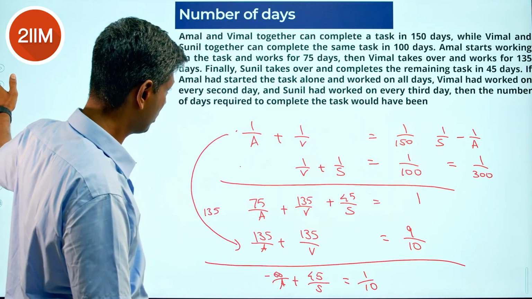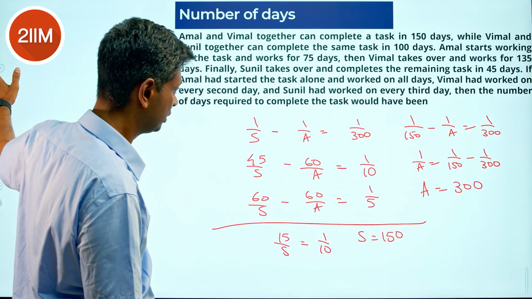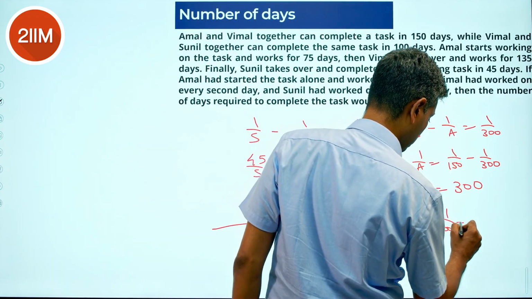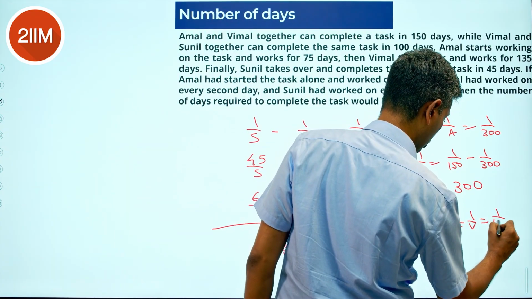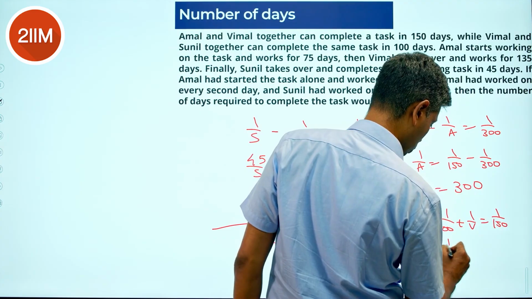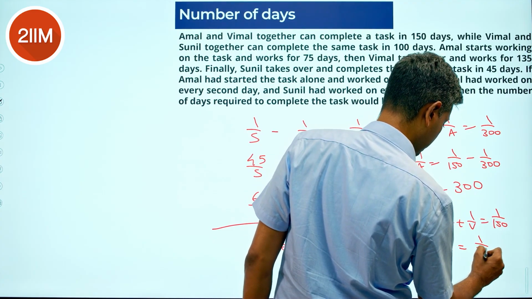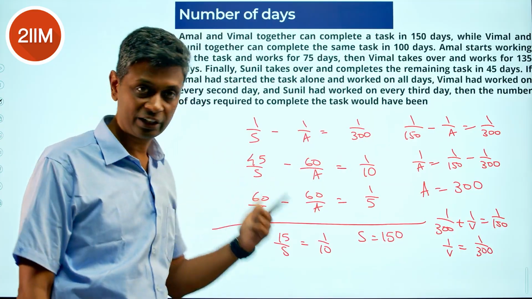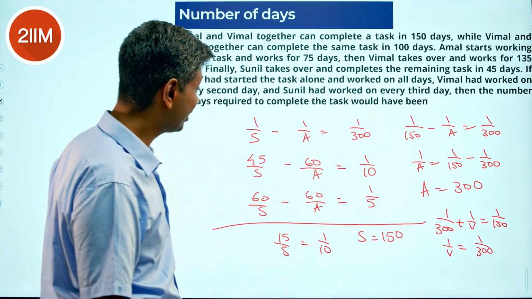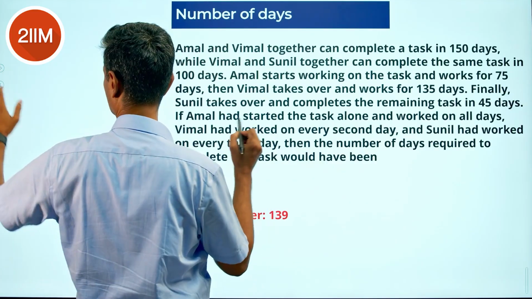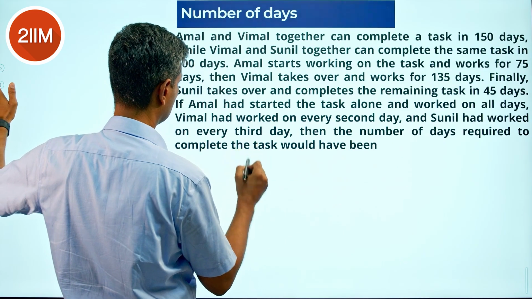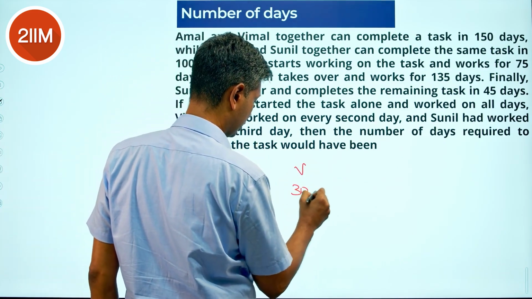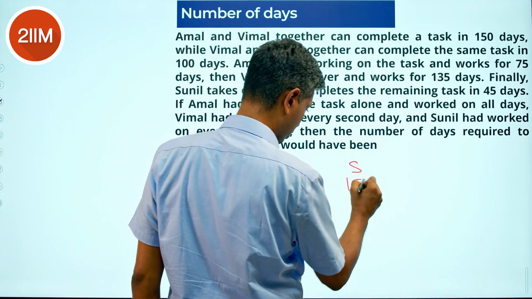Let's see. 1 by A plus 1 by V is 1 by 150. A takes 300. 1 by 300 plus 1 by B is 1 by 150. 1 by B is 1 by 300. Amal and Vimal take 300 days each. Sunil takes 150. Amal takes 300, Vimal takes 300, Sunil takes 150.